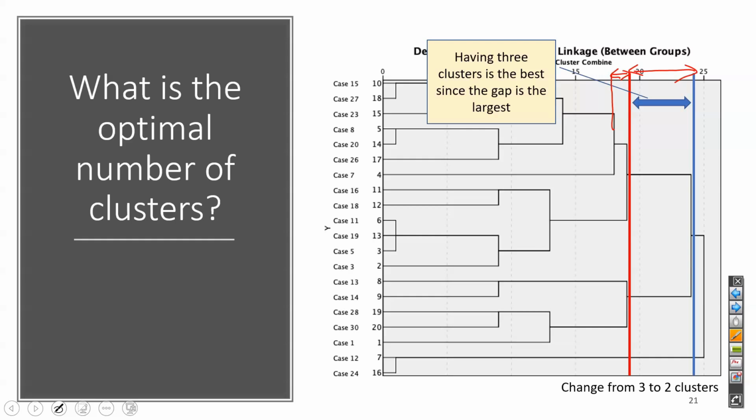So what do I get from the red line? I get one cluster. So this is the first cluster. This is the second cluster. This is the third cluster. Okay? So this way you kind of avoid putting people that are very different together.